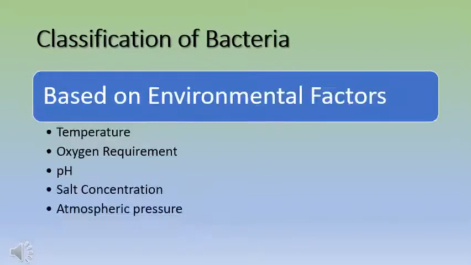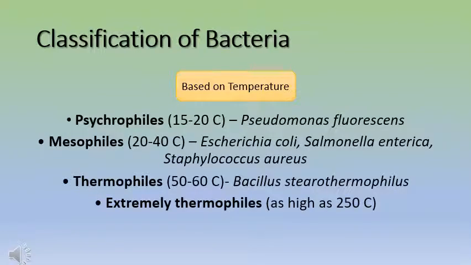Bacteria need special requirements to survive according to the environment, because some bacteria can survive in high temperature or high pH, but many other bacteria cannot. Similarly, we can classify bacteria on the basis of environmental factors. What types of environmental factors? Temperature, oxygen requirement, pH, salt concentration in the environment, and atmospheric pressure.